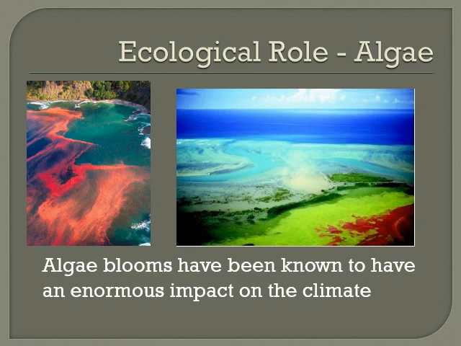Algal blooms have been known to have a huge impact on the climate. Algal blooms are where you're going to have a large growth of algae very, very quickly. Typically, this happens right at the edge of a river where there's fertilizer runoff. So algae grow fast under ideal conditions.